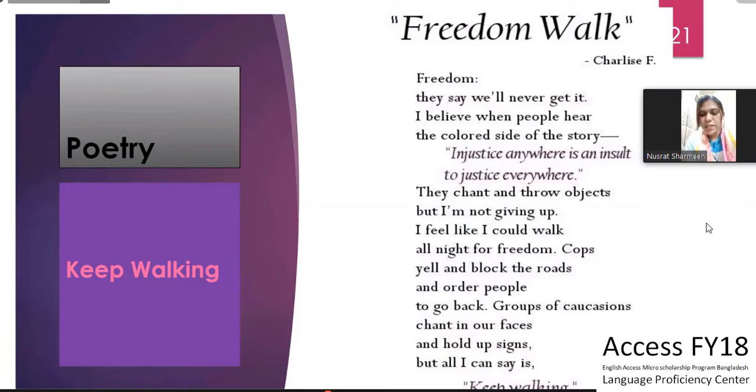Yes, keep walking. So may I have anyone who can tell me what is the meaning of keep walking? What do you understand by this word? Walking on in life? Walking on foot? No, ma'am. Never give up. Walking in life means every day, never give up, always try hard to achieve goals. Okay, great. Never give up. Keep trying.